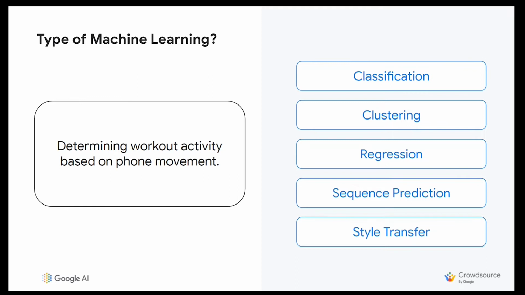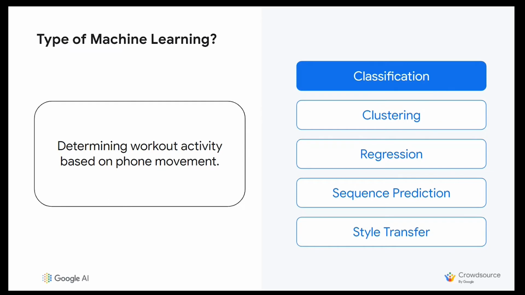So next example: determining what workout activity based on phone movement. Determining different workout activities means you have a limited number of options. So which algorithm deals with a number of activities? Any guess? Classification. Yes, the option is classification. Can you tell why? You're correct. So why do you think classification?